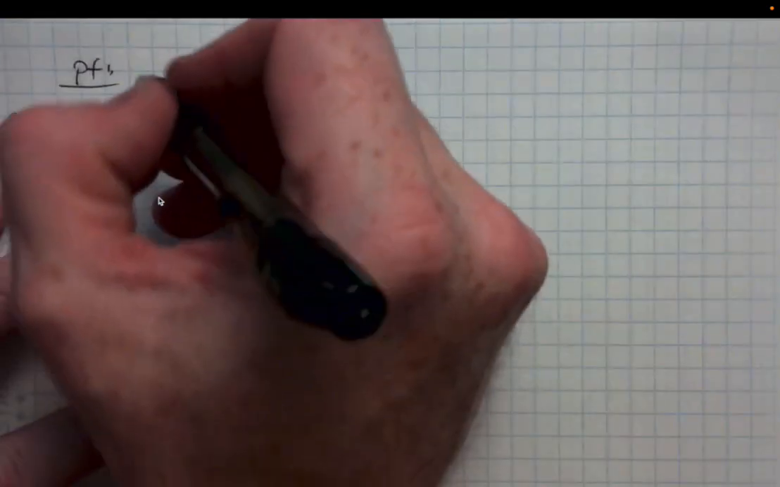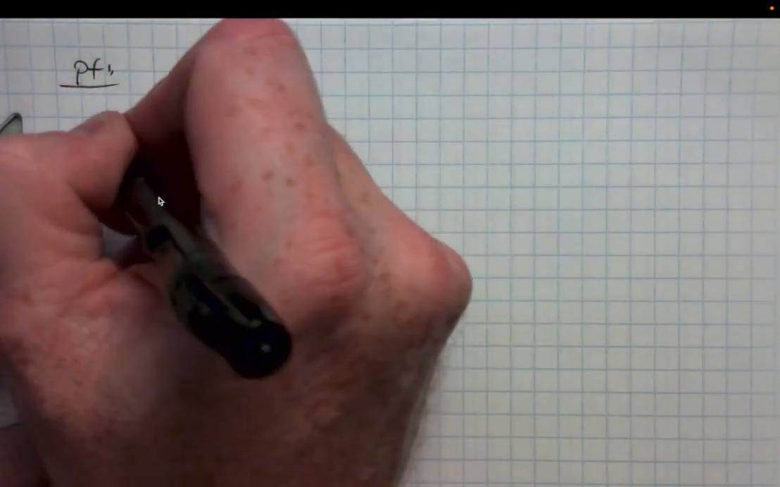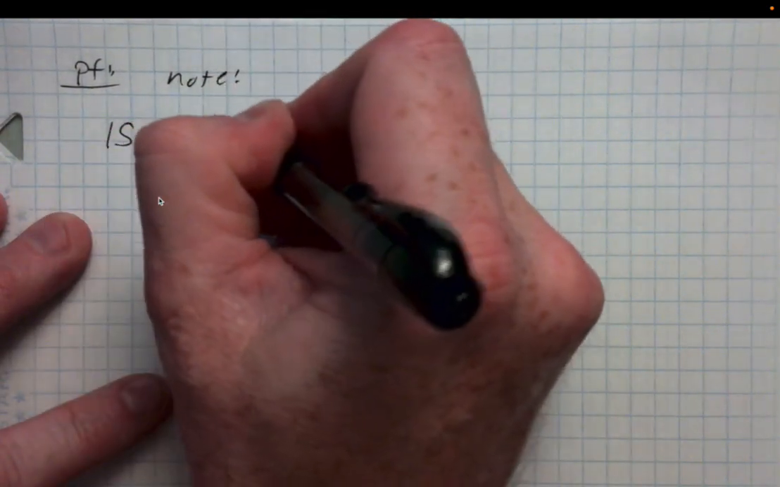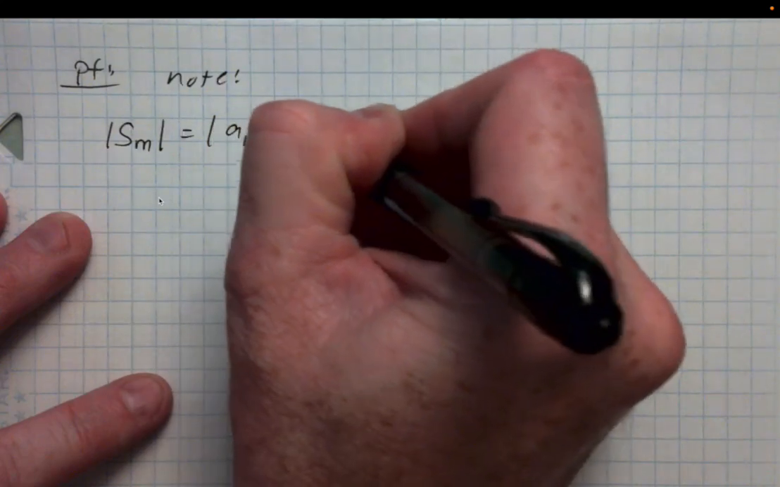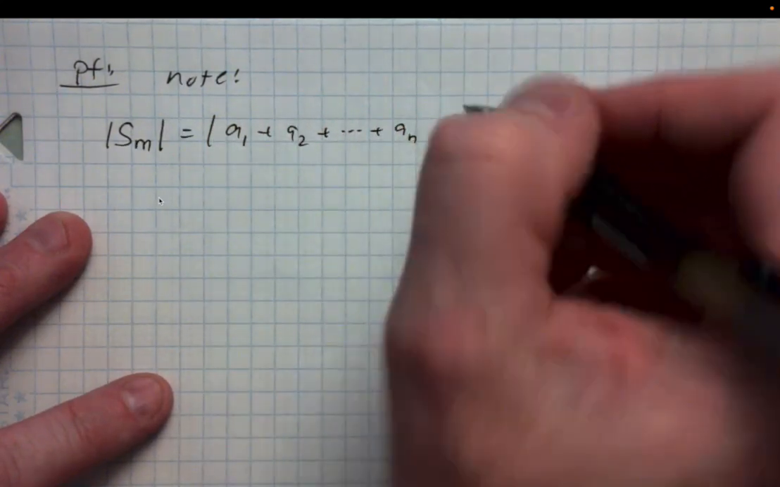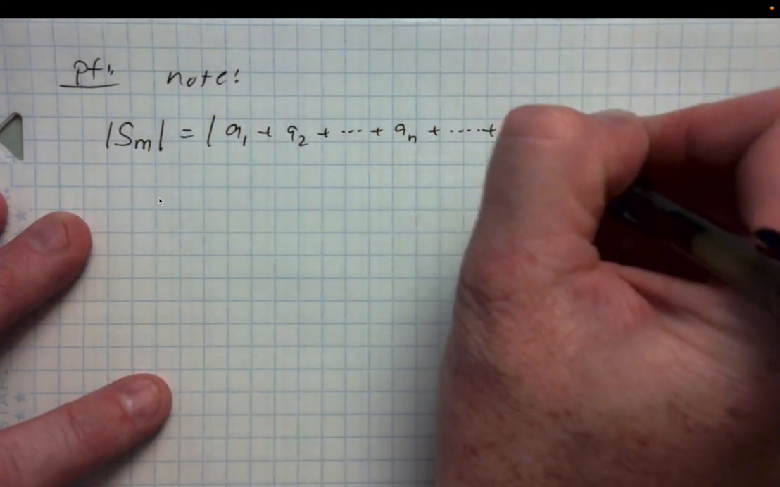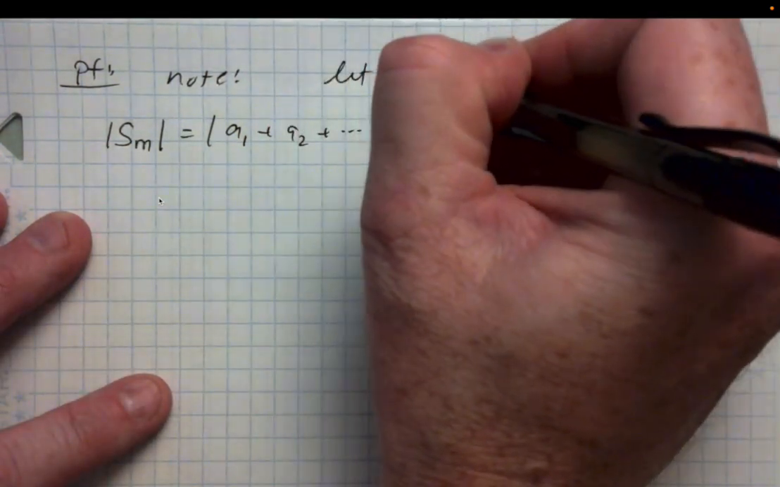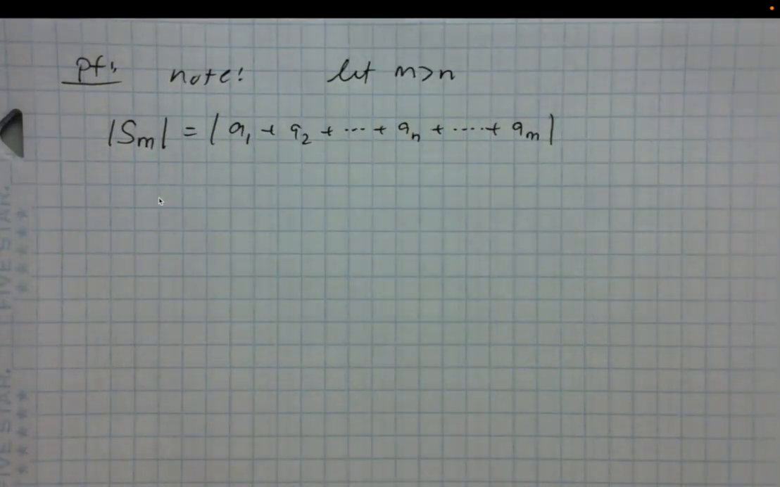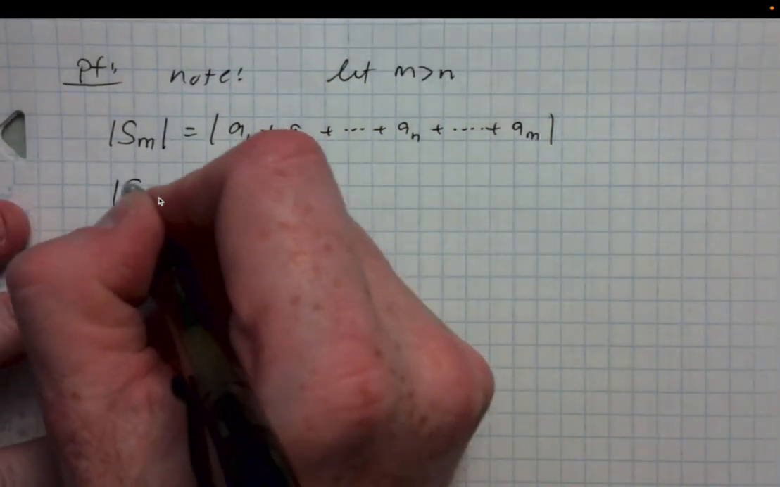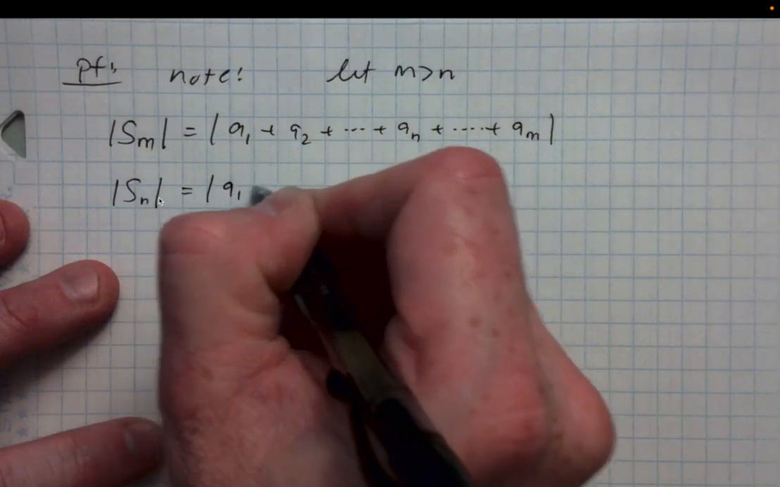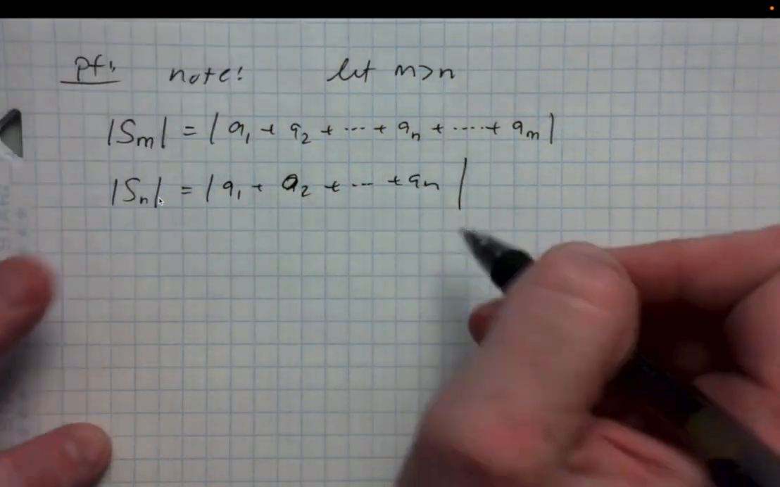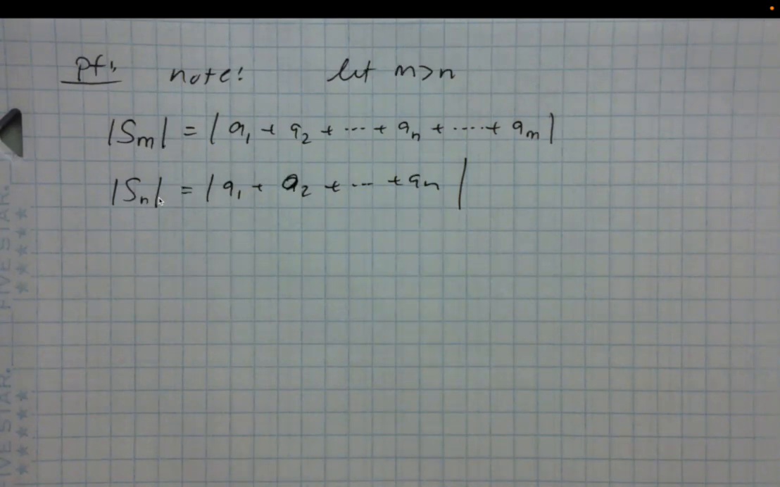So for the proof, we'll start by noting that the mth partial sum would be a sub 1 plus a sub 2 plus dot dot dot plus a sub n plus dot dot dot plus a sub m, right? So again, we're assuming that m is greater than n, as the theorem stipulates. So this is the mth partial sum, and what's the nth partial sum? Well, it's just going to be this part, the nth partial sum.